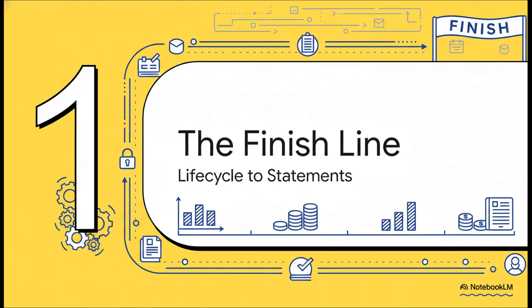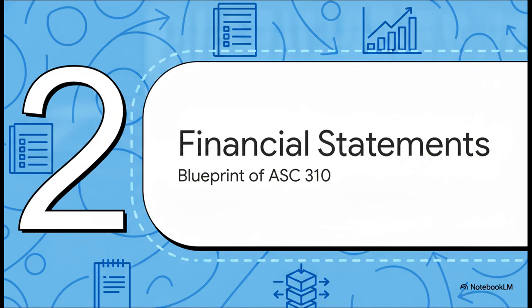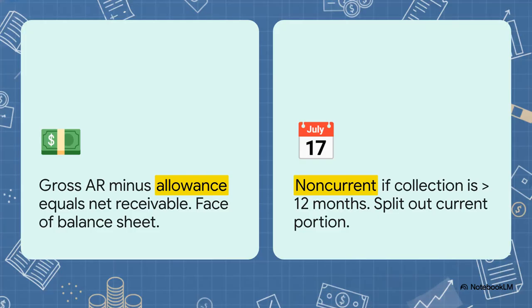All right, Section 1, welcome to the finish line, taking this from the life cycle to the statements. And moving right into Section 2, presenting financial statements. This is essentially the blueprint of ASC 310. So, you've built this receivable from the ground up through your daily accounting ops, right? But the presentation of these numbers is just as heavily regulated as the journal entries themselves. Receivables don't just sit in one place.